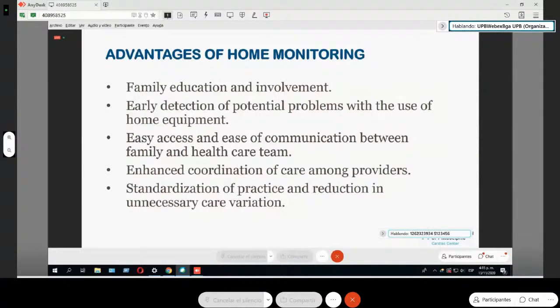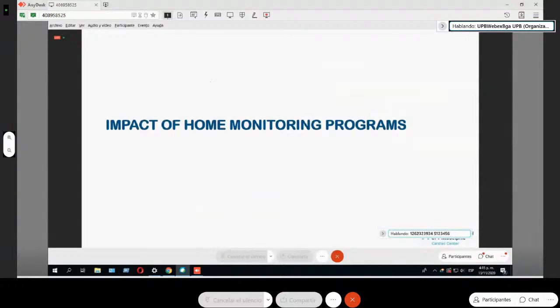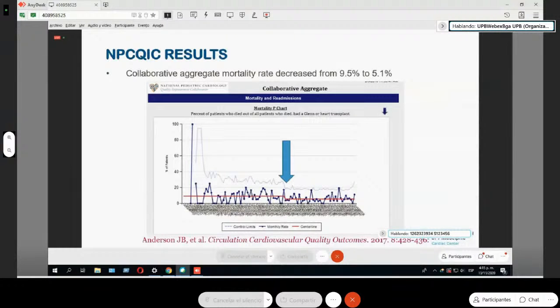Hay mejor coordinación entonces entre los prestadores de salud y esto resulta en una estandarización de la práctica, la reducción en la variación de los cuidados. Ahora, ¿estos programas han tenido algún impacto?